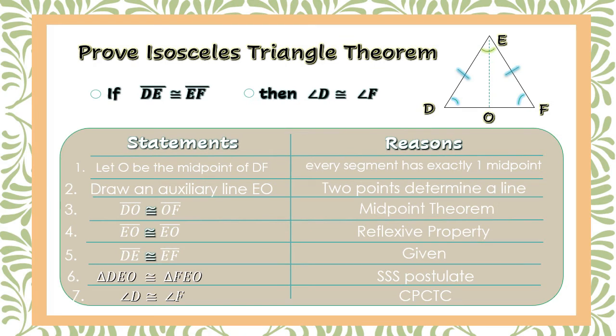Lastly, since triangle DEO is congruent to triangle FEO based on statement number 6, we can conclude that angle D is congruent to angle F. And for the reason, we have the CPCTC, or the corresponding parts of congruent triangles are congruent.